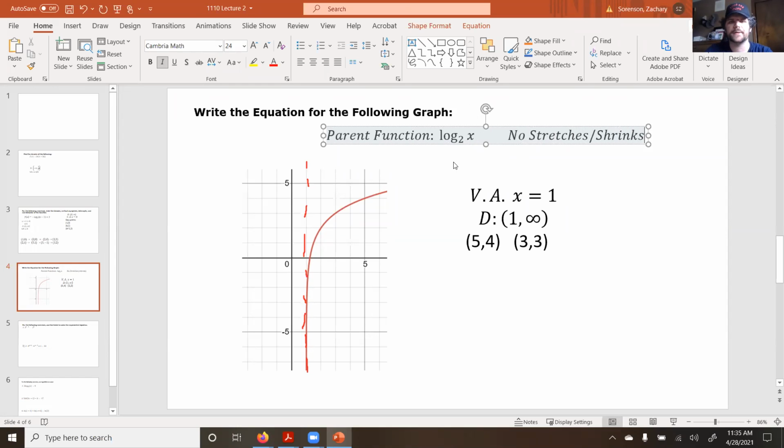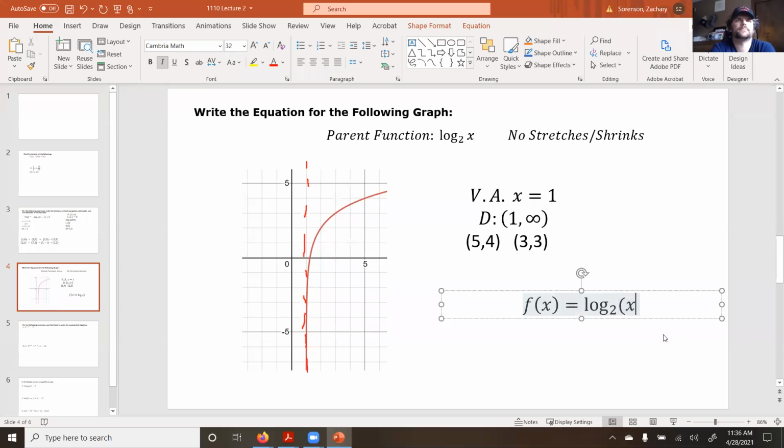So with that in mind, I know my parent function is log base 2 of x. And so for starters, if I know my graph has a log base 2 of x, if I know my graph has a vertical asymptote of x equals 1, what is that going to do to my function? Or what does that tell me about my function? What transformation is going to happen there?